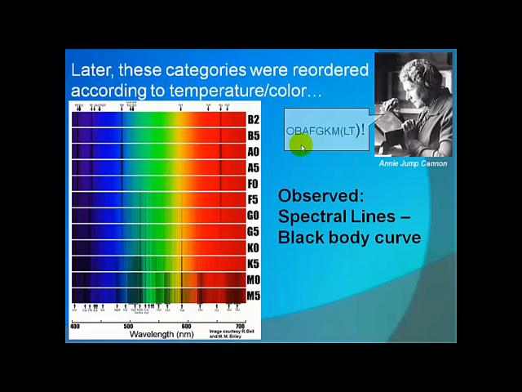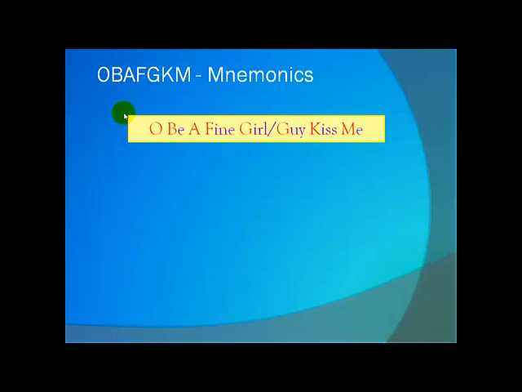And so basically by looking at the spectra of the stars, you're able to classify the star according to one of these groups by where the absorption lines, or the Fraunhofer lines, are. So O, B, A, F, G, K, M. O, be a fine girl or guy, kiss me. This is a way of remembering the order of the spectral classification.